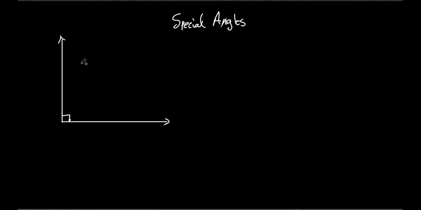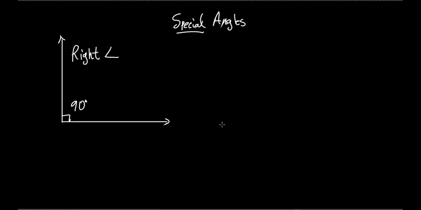We have a special name, all right? So this is 90 degrees. We have a special name for it, and this is called a right angle. I'll just put the angle symbol. Is that all right? So this is a right angle. That's one of our special angles, all right?